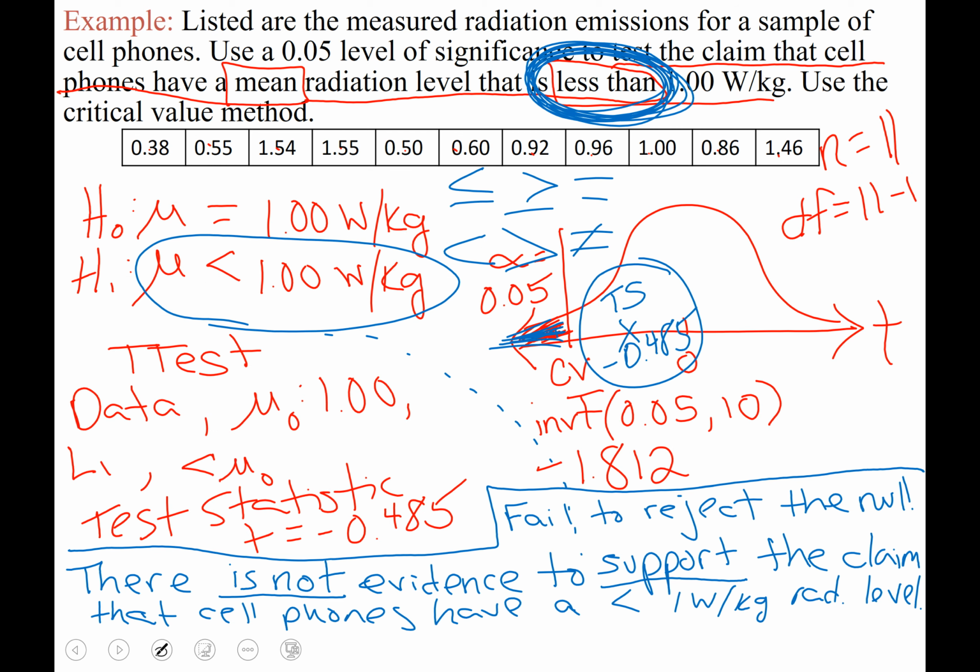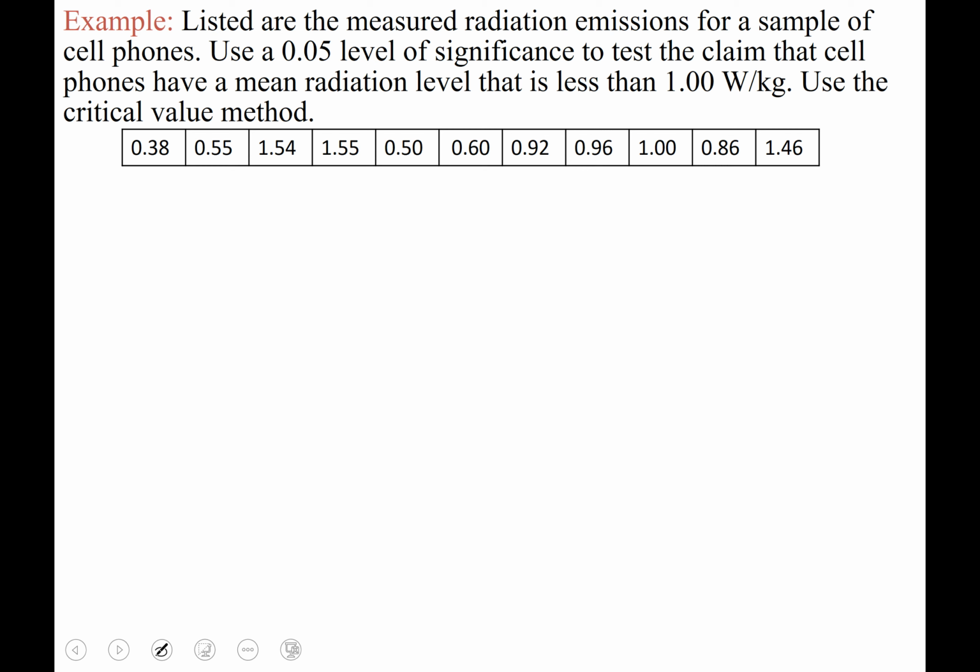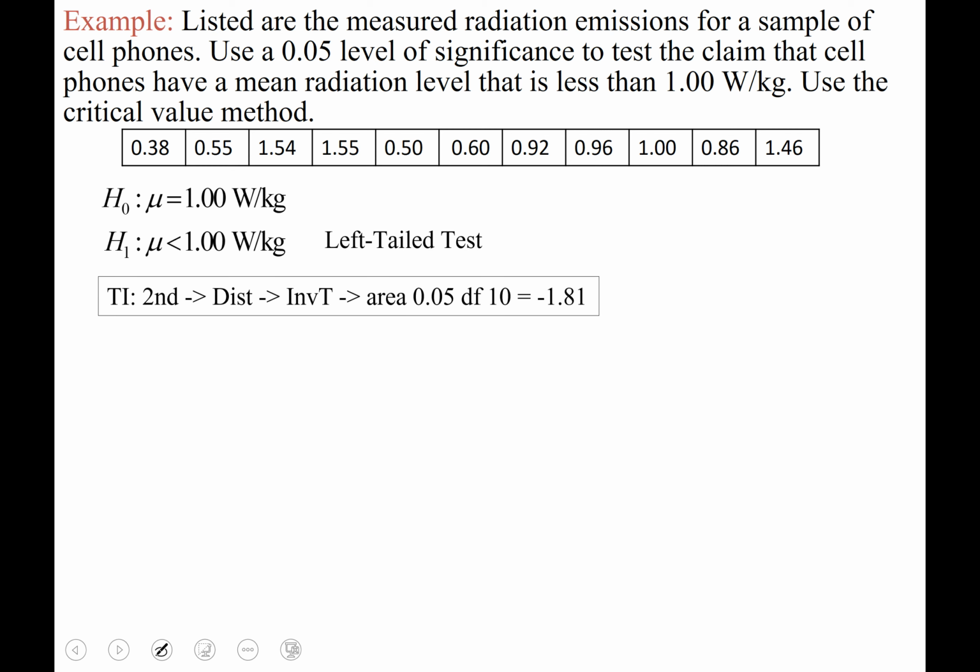Back up a little. What I'm going to do right now is completely erase everything that I just wrote in red and blue, and that way you can just see it. That is what your null and alternative hypothesis would look like. It would be a left-tailed test, second distribution, inverse t. That's how we got our critical value of -1.81.